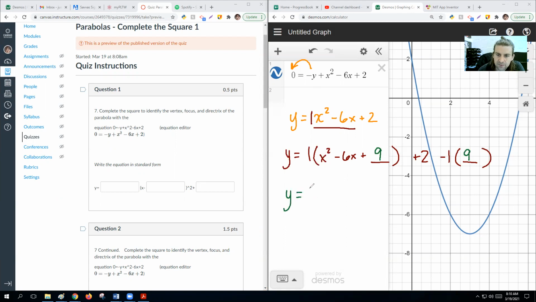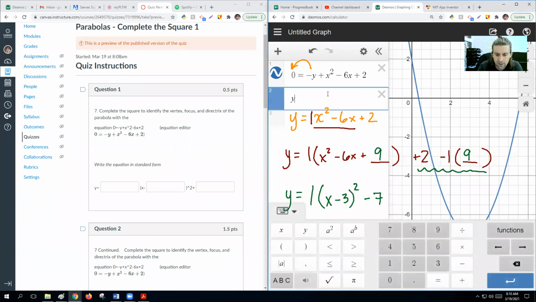So we get y equals 1 times x, and the symbol in the middle stays the same. Then we take the middle number, cut in half, and square it, 3 squared. And then over here, we have to figure out what our k number is. It's going to be 2 minus 1 times 9. 2 minus 9 is -7. So there should be our equation, and we can double check that here. y equals 1 times (x minus 3) squared minus 7.